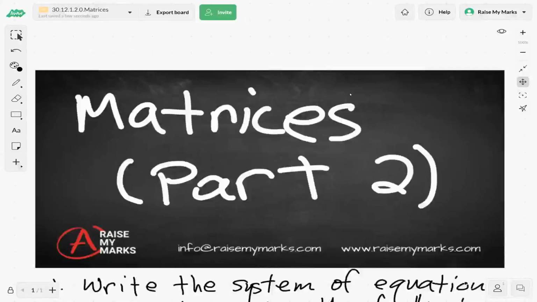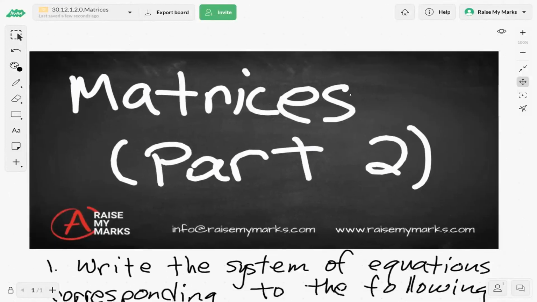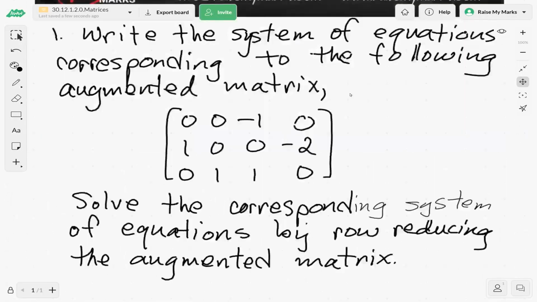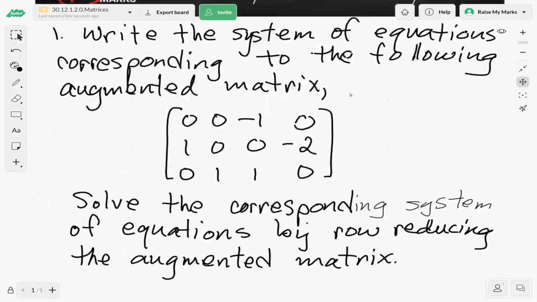Hello. So today we're looking at matrices again, but a few different questions. So what are we looking at this time? We're asked to write the system of equations corresponding to the following augmented matrix. And then we're asked to solve the corresponding system of equations by row reducing the augmented matrix.